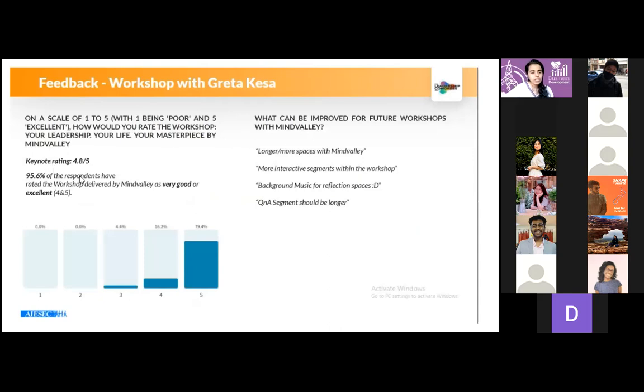So the keynote rating is there: 95.6% of respondents rated the delivery as very good or excellent. And we include the graph as well. And what can be improved, the feedback, even feedback like background music and things like that. This is something the partner really values because they also want to stay relevant to the young audience.